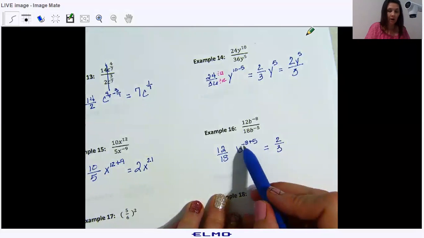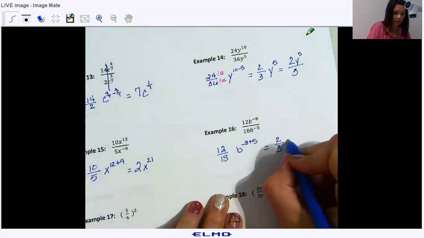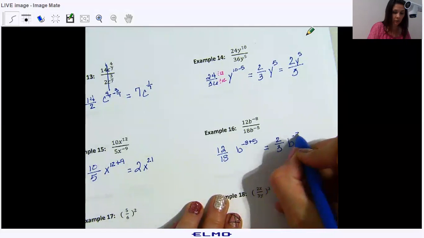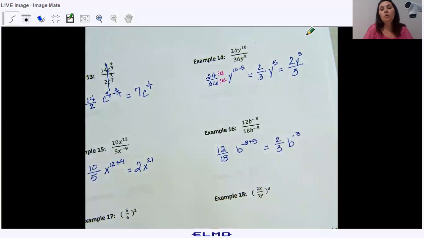And then b to the power of negative 8 plus 5 gives me b to the power of negative 3. So we're going to have to do something with this problem because we can't have a negative. Now, I want you to understand that that negative 3 is only attached to the b. It is not attached to the 2/3. Okay, if it were attached to the 2/3, it would look like this.